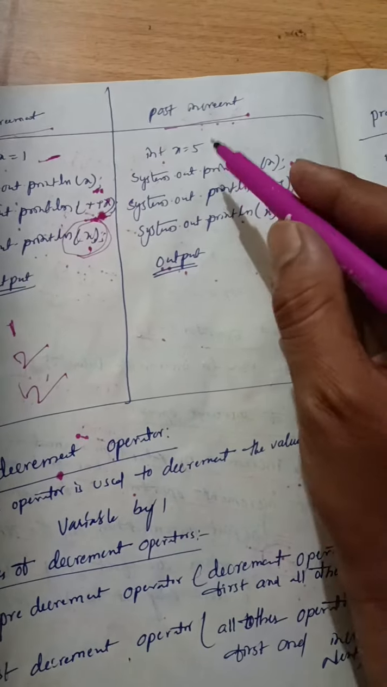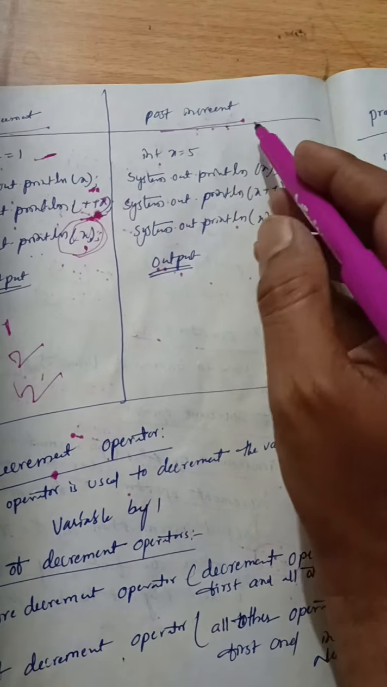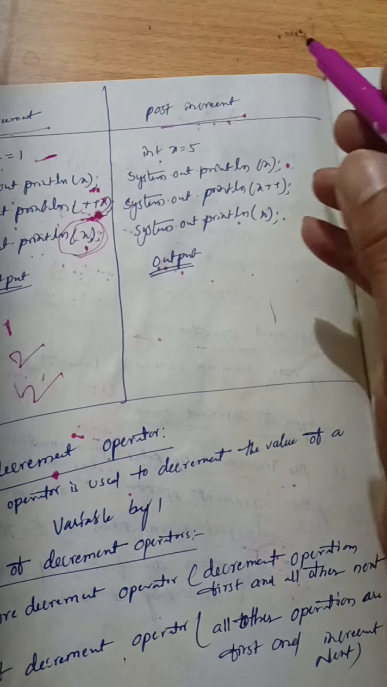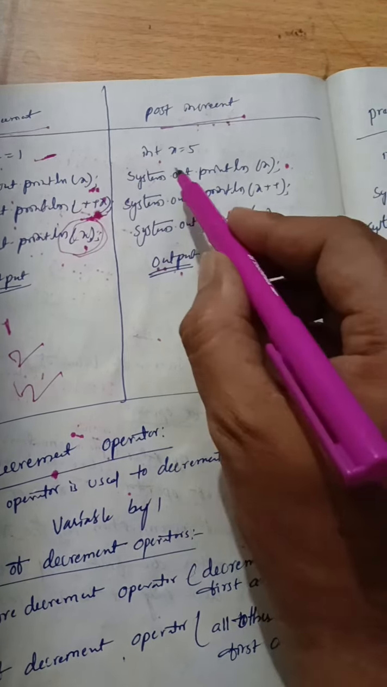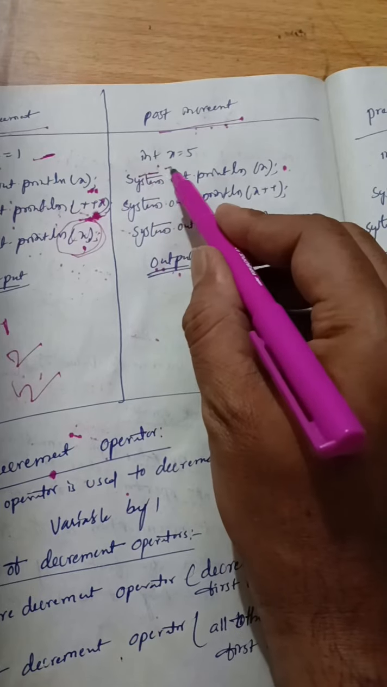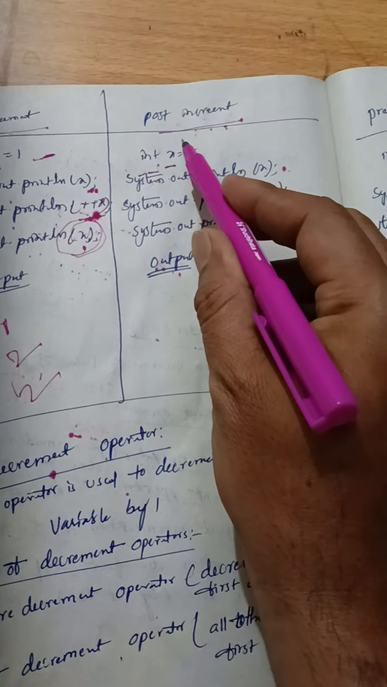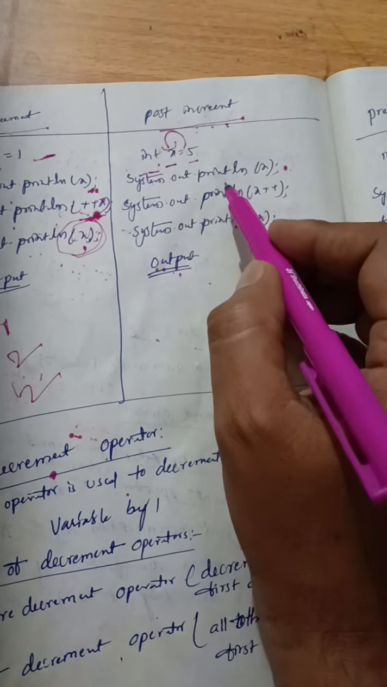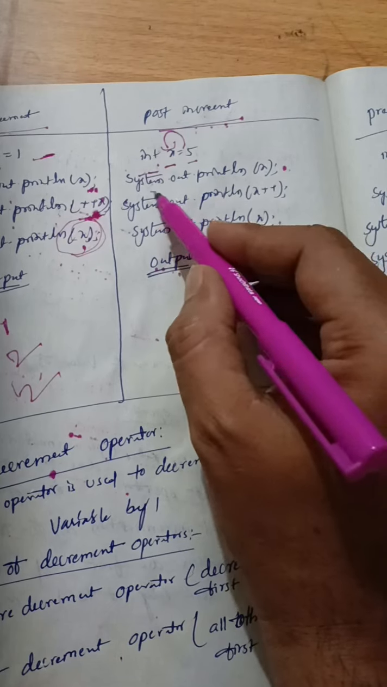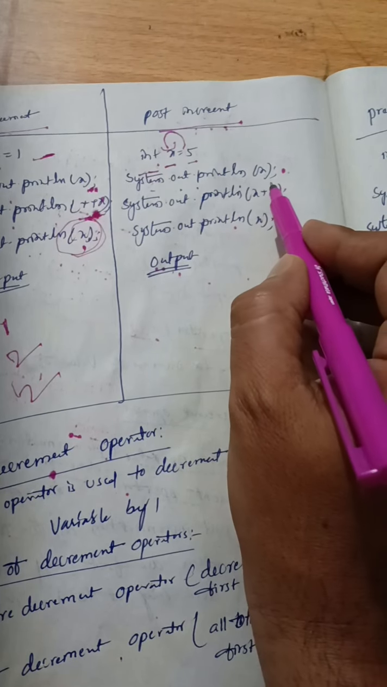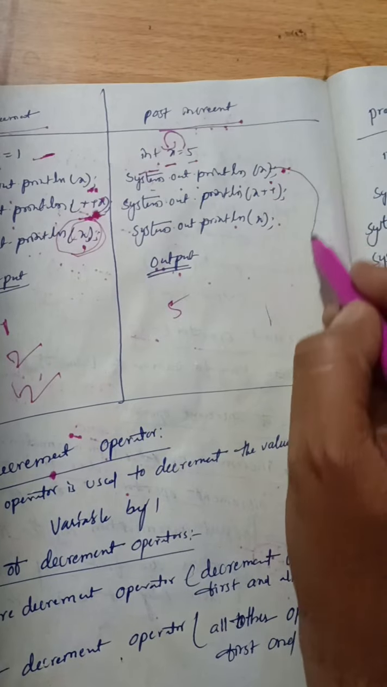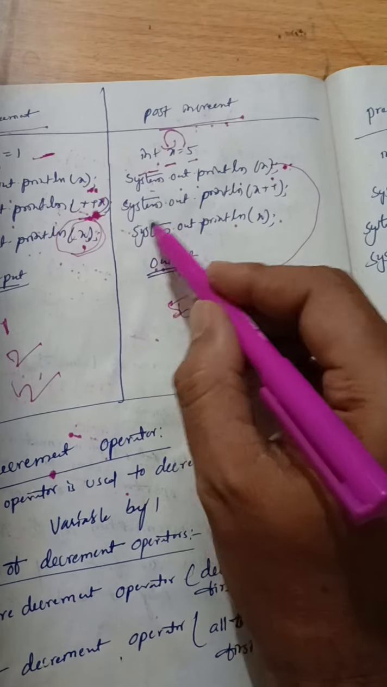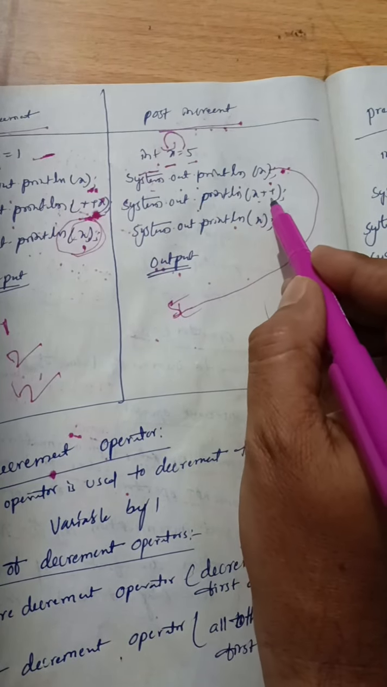Next one, the post-incrementation. Post-incrementation means the incrementation is last and all other operations come first. First we check int x equal to 5. How much value is contained in x? 5. Now we want to print the x value. System.out.println(x). What is the value here? 5. Now System.out.println(x++).